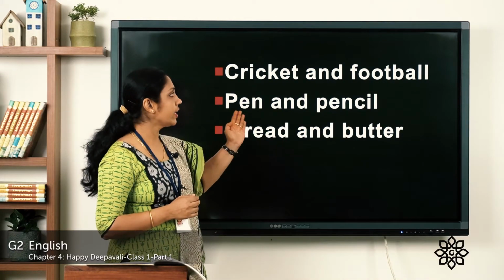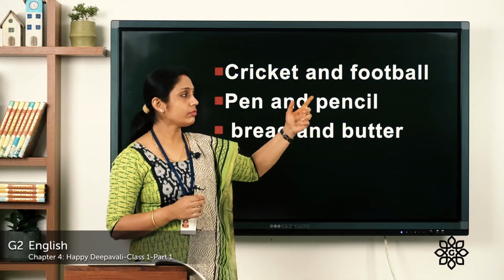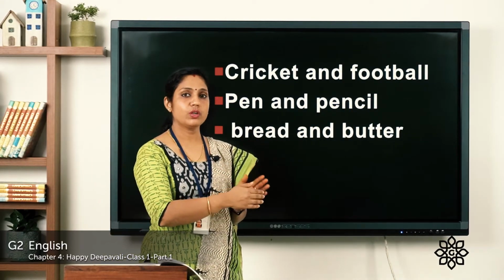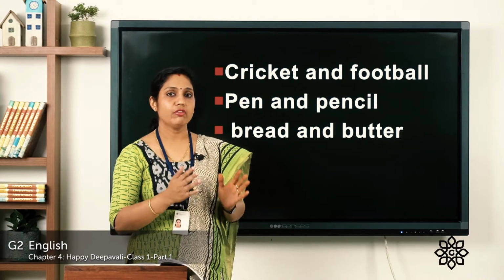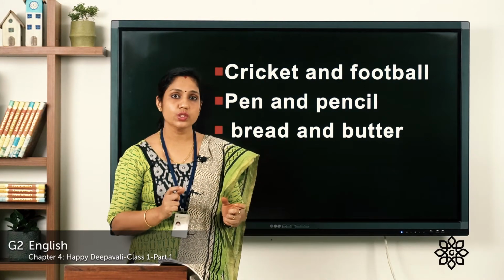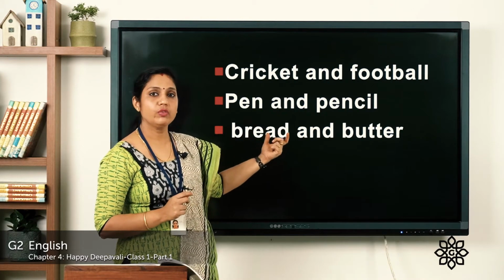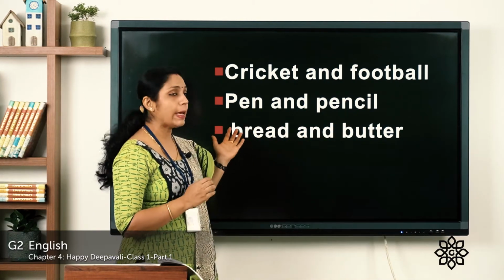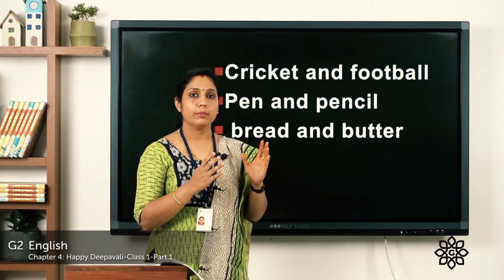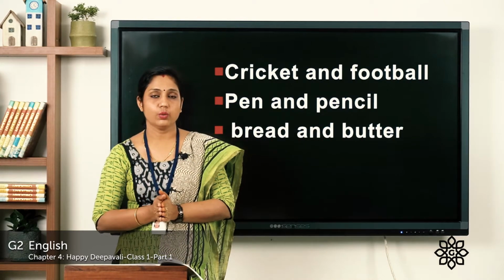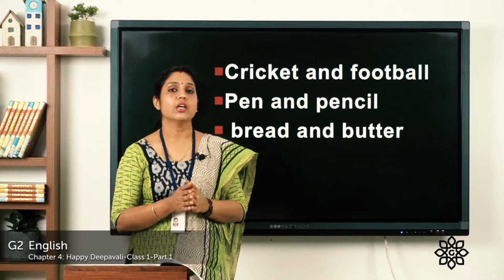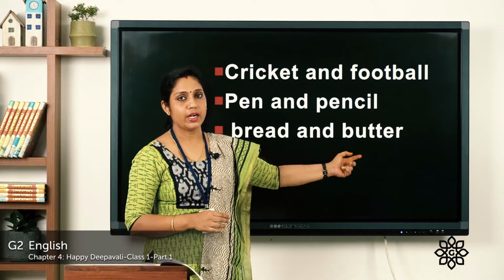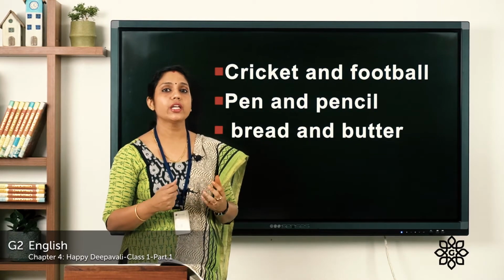So here, cricket and football. The next one, pen and pencil. Before, pen was one word and pencil was another word. Now we have joined these 2 words using the word 'and'. So how did we write? Pen and pencil. So you can also make bread and butter. Bread is a word and butter is another word. And how did we join these words? Using the word 'and'. So now we have written bread and butter. So 'and' is used to join words.